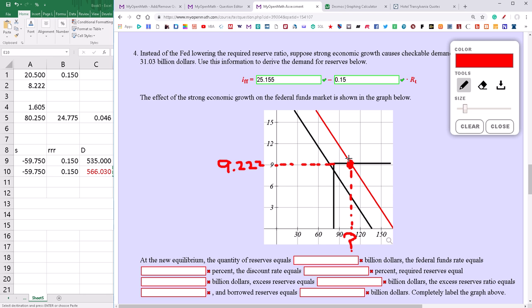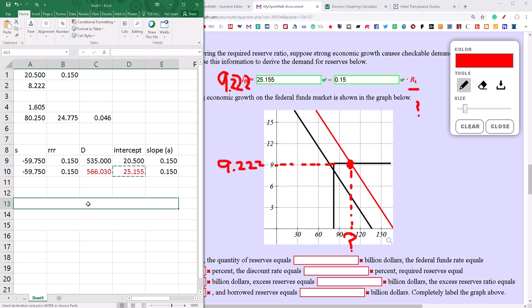With the now higher demand for reserves, the federal funds rate increases up to the discount rate. So this is 9.222. Okay, so we're going to set 9.222 equal to the new demand equation for scenario 4. We're going to solve for that. That's our unknown, right? Let's do it right here. So 9.222 equal to 25.155 minus 0.15 times R.